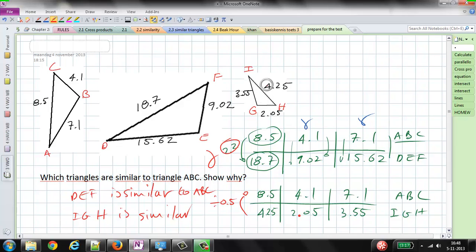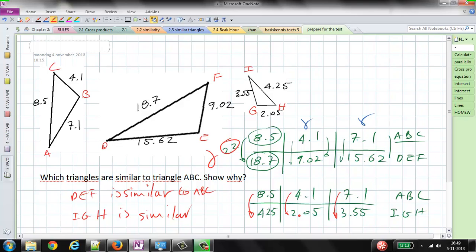Let's now check this small one. Again, the ratio table, I've got the 8.5, 4.1, and 7.1 of this ABC. Down below, I've written the corresponding sides. I got 4.25 is the long one, 2.05 the short one, 3.51 is the middle one. And now I want to see if the ratio again holds. Really, I'm doing 8.5 divided by 4.25, and it seems like there's a factor of 2 there. So if you do 8.5 divided by 2, I should get 4.25. And if that's true here, it must be true here and here.